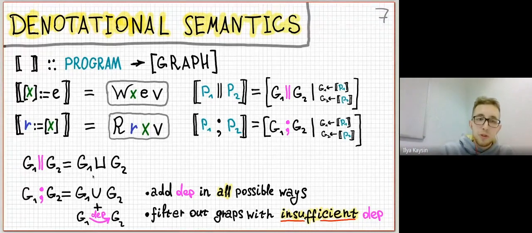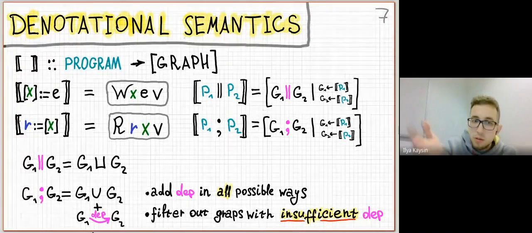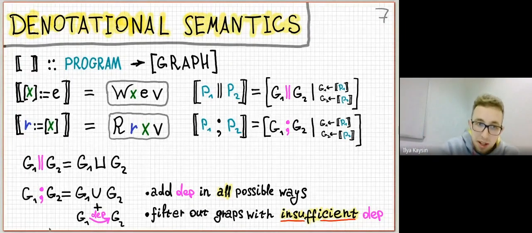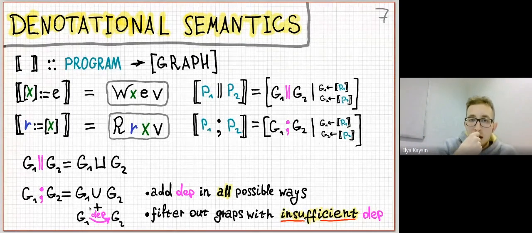But if we compose graphs sequentially, then we not only unite the graphs, but we also should add the dependency edges from graph G1 to graph G2. This is the only place in our semantics where we can add dependencies, so they must be added here. But the question is, how do we add dependencies?